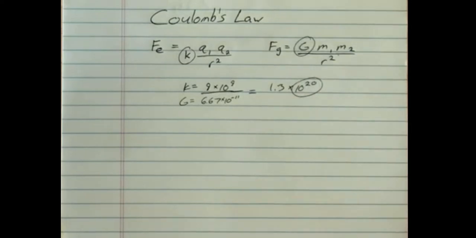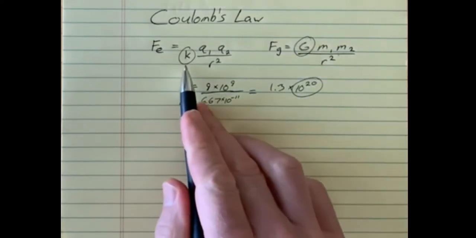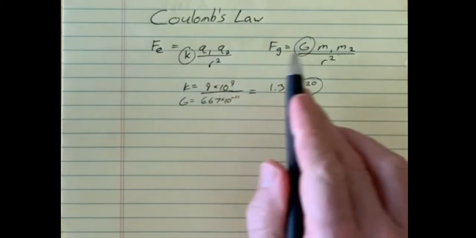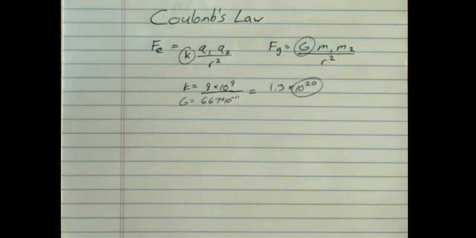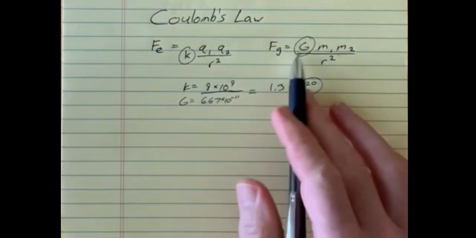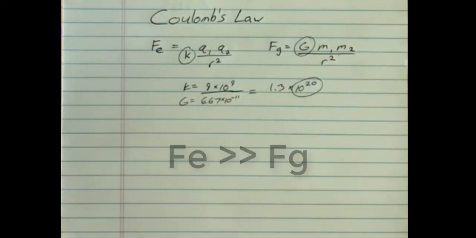So we are talking about 100 billion billion times stronger when you compare the electric constant to the gravitational constant. So although these equations have the same general form, the electric force is much, much stronger than the gravitational force across similar distances.